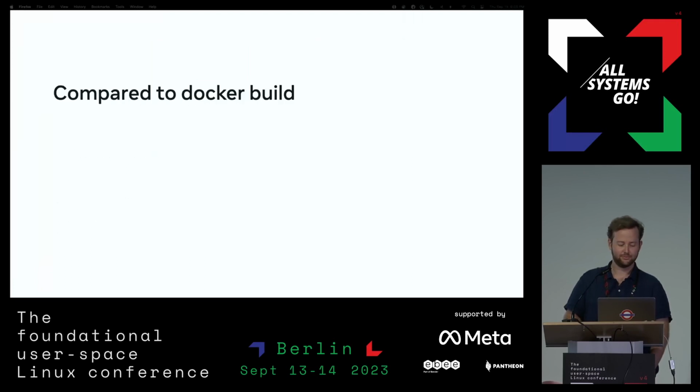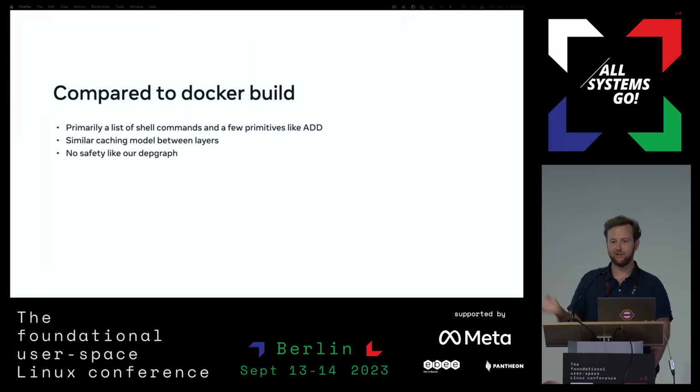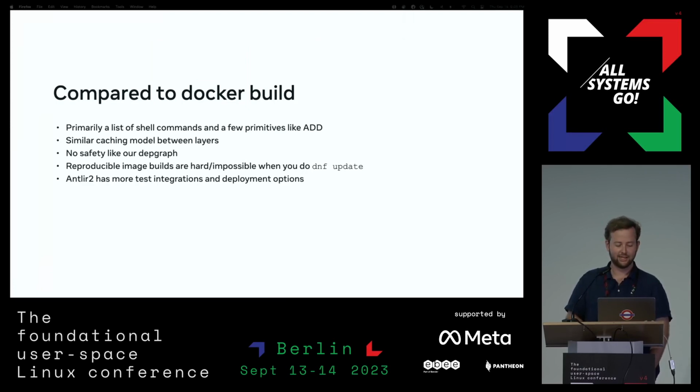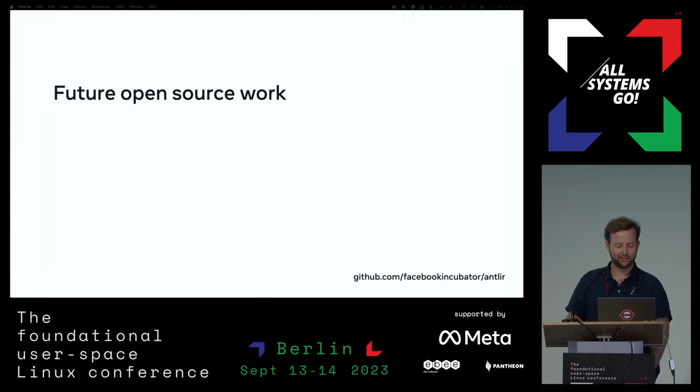A common question that I get, because people are mostly building containers, is how does it compare to Docker build? Docker build is primarily a list of just shell commands, a few primitives. It has a similar caching model, but there's no safety like in the dependency graph. You can just do whatever you want to clobber between layers with no warning. It's really hard to reproducibly build something with a Dockerfile because you're almost always running DNF update. And we have more test and deployment options.